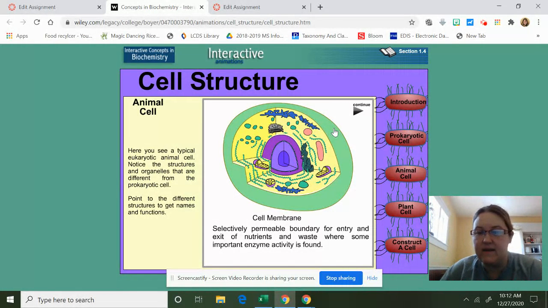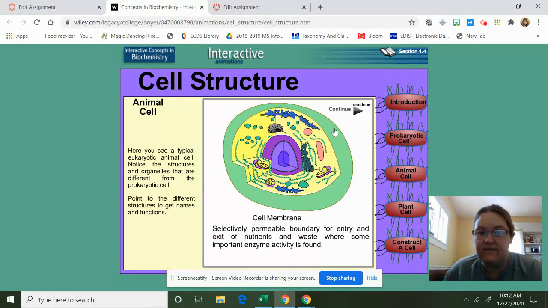The prokaryotic cell talked about the cell wall. Animal cells do not have a cell wall. They only have a cell membrane. Everything has a cell membrane, even things with a cell wall. So selectively permeable, that's the hugest deal when it comes to the cell membrane.